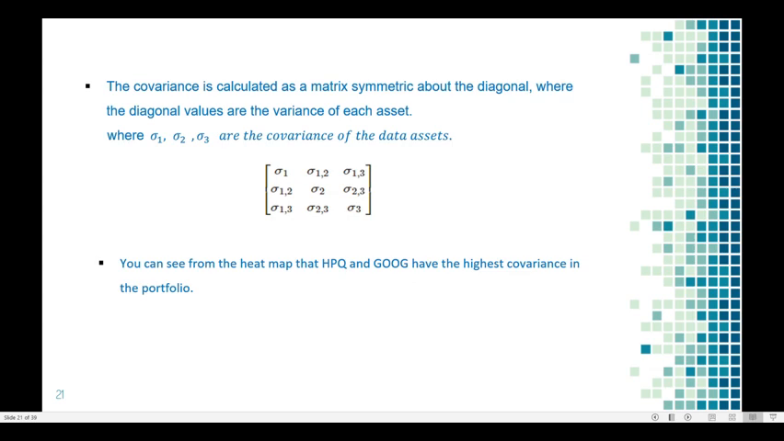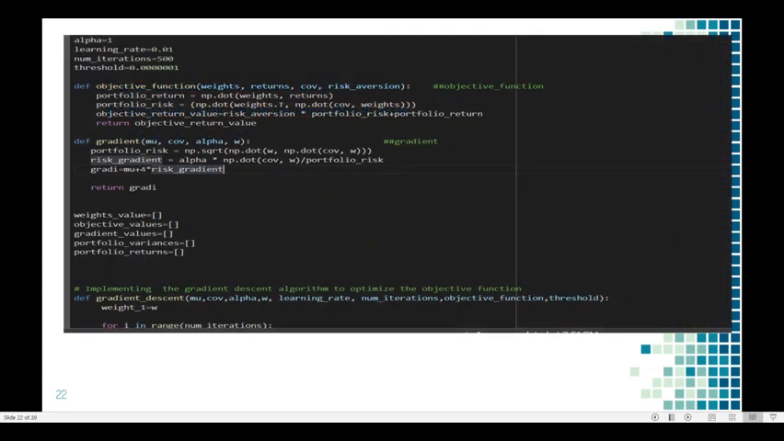Next we define the objective function. The objective function is the portfolio return plus portfolio risk times the risk aversion parameter, and we define the gradient. If we calculate the gradient, we get weight plus 4 times the risk gradient. Next we will update the weight.